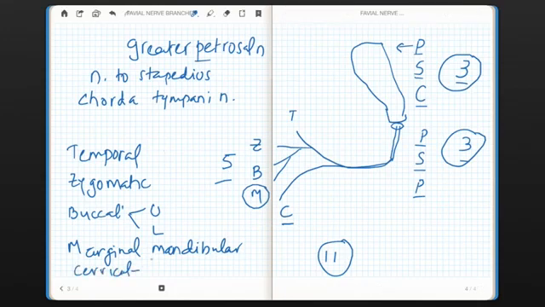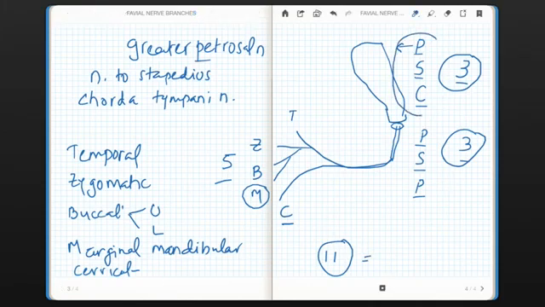So these 5 terminal branches are given within the substance of the parotid gland, and these will supply almost all the muscles of facial expression. So this is how, via these 3 groups, it gives 3 plus 3 plus 5, total 11 branches, and with these 3 mnemonics, PSC, PSP and TZBMC, you can remember all 11 branches. Hope you have understood well. Thanks for watching.